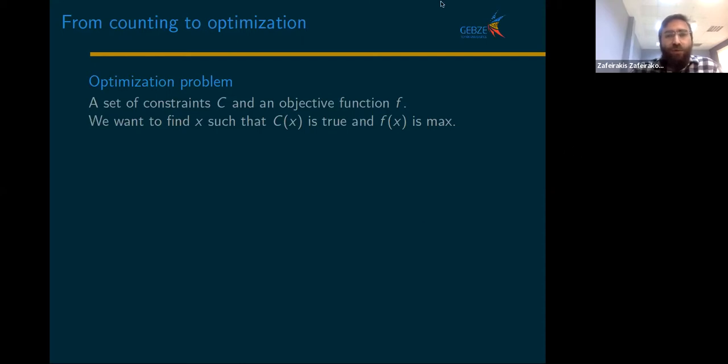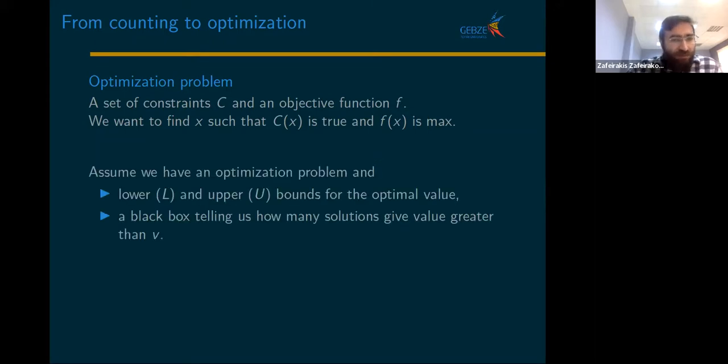Now, let's go from counting to optimization. So an optimization problem is a set of constraints C and an objective function F. Intentionally, I'm not giving too much information about what these are. What we want to do is find an x such that the constraints are satisfied and f of x is maximized. F is maximized by x. Now, let's assume that we have such a problem and we have a lower and an upper bound for the optimal value. Optimal value is the value of f of x when this is maximal.